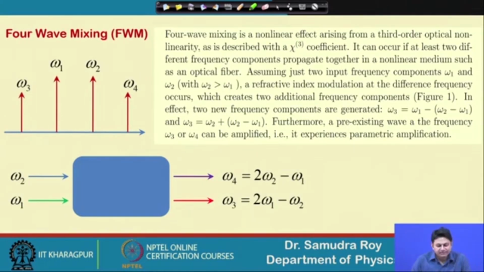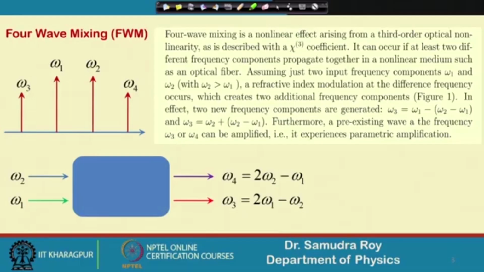So, four-wave mixing is an interesting phenomenon in nonlinear optics. So, what is the meaning of four-wave mixing? Let us try to understand. Here the definition or the idea of four-wave mixing is written. Four-wave mixing is a nonlinear effect arising from third order nonlinearity, as described with a chi3 coefficient. So, if chi3 coefficients are there in a system, what happens? The nonlinear polarization will come as a function of E cube. So, it will be E, E and E, there will be three E terms related to that.